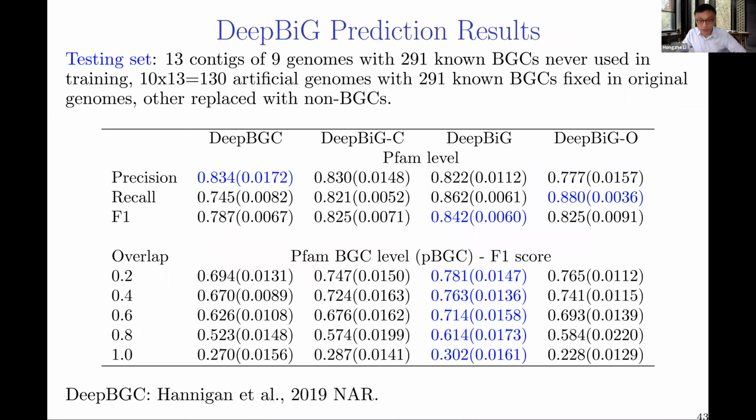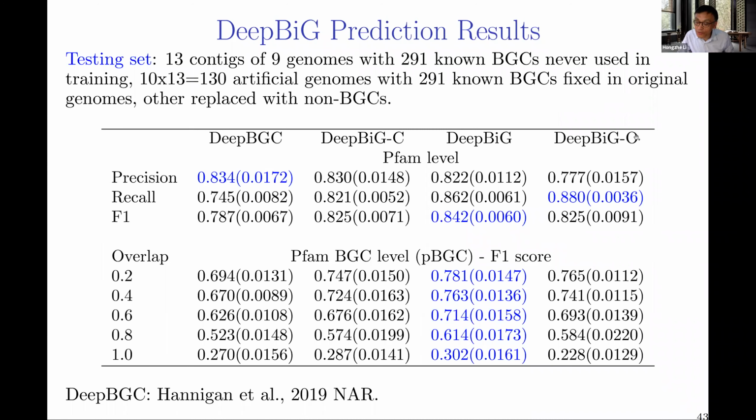This table gives you a little more detail on the comparison of different algorithms in terms of predicting different things. I just want to point out those different algorithms. DeepBGC, published in 2019, is, I think, the first deep learning algorithm used for predicting BGCs, and our research was really motivated by this paper. DeepBGC class tries to predict the BGC class. DeepBIG class is our algorithm. DeepBIG only predicts BGC versus non-BGC. In other words, DeepBIG makes a binary prediction.